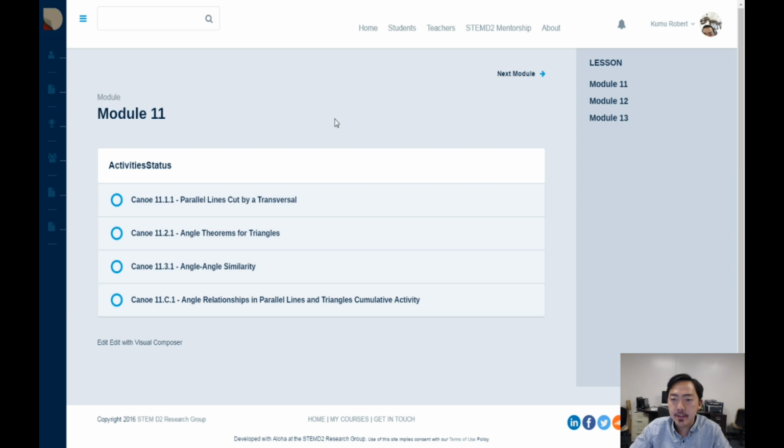Here is a list of activities for Module 11, which is about angle relationships in parallel lines and triangles. The first activity that we'll be talking about is Canoe 11.2.1.